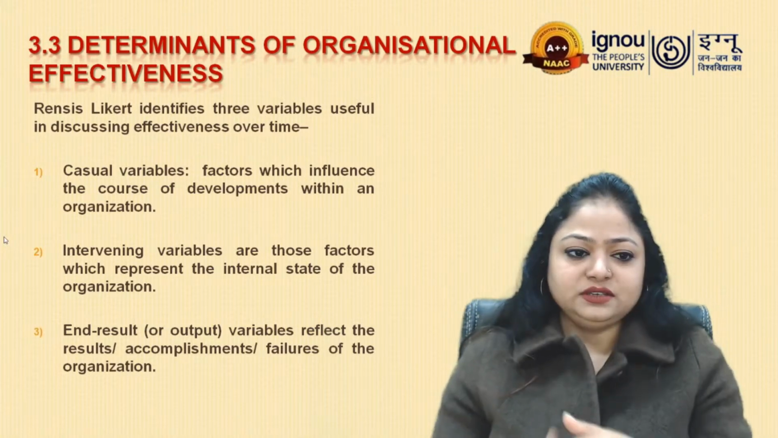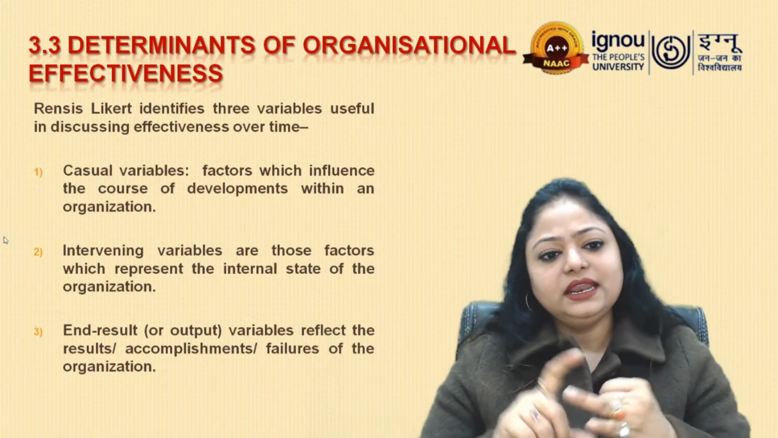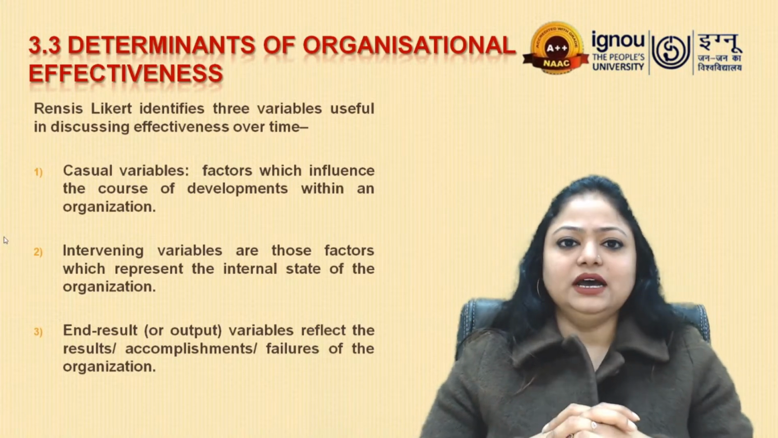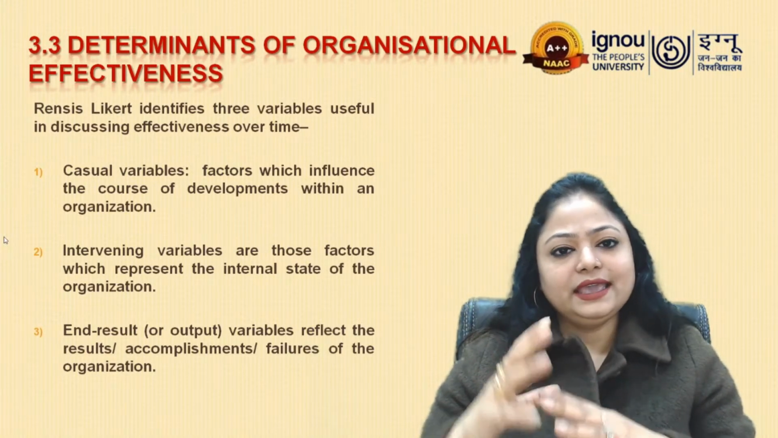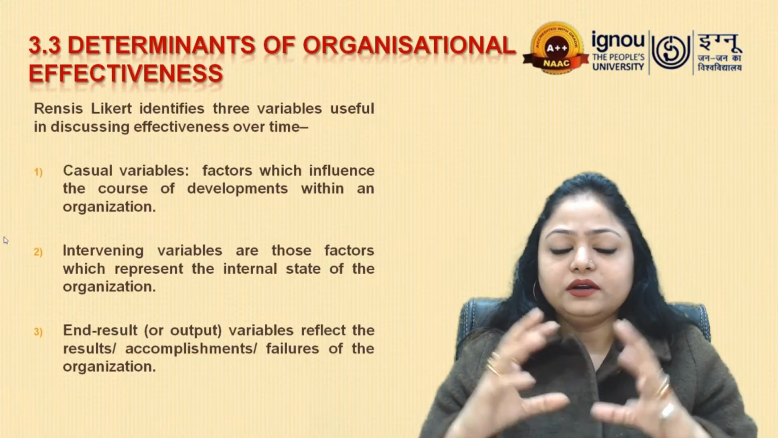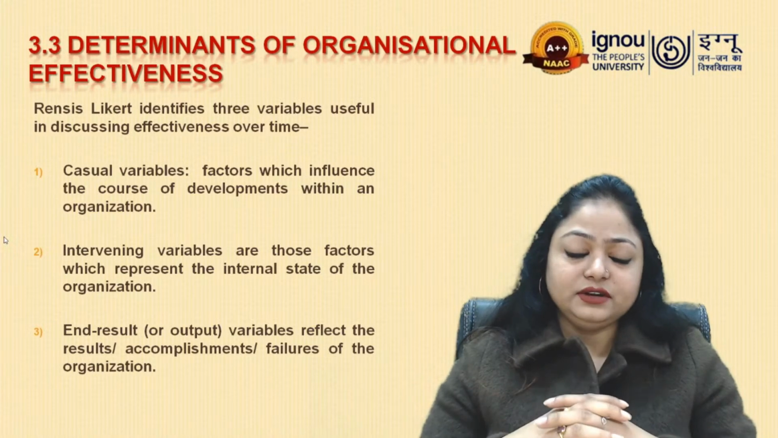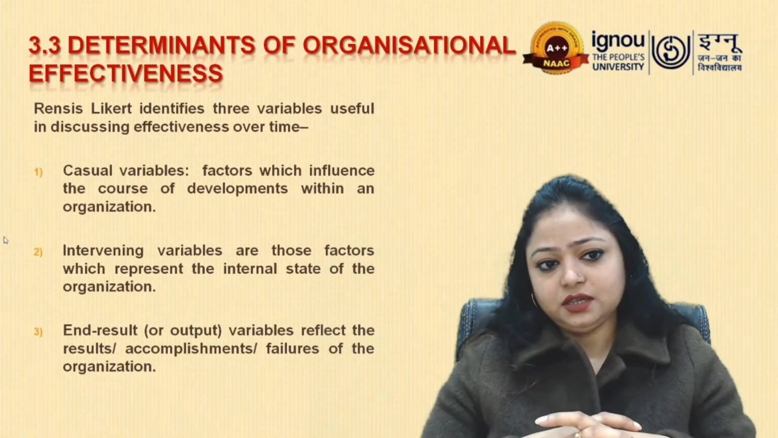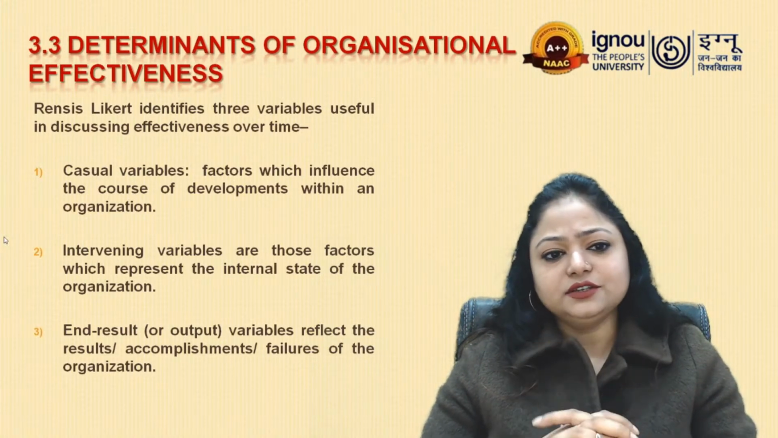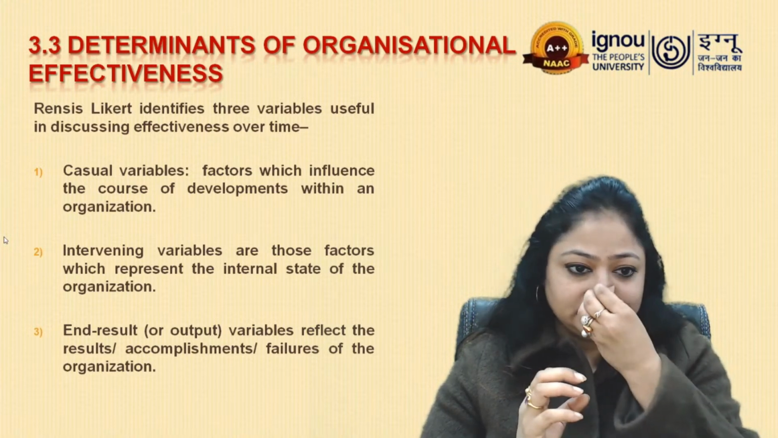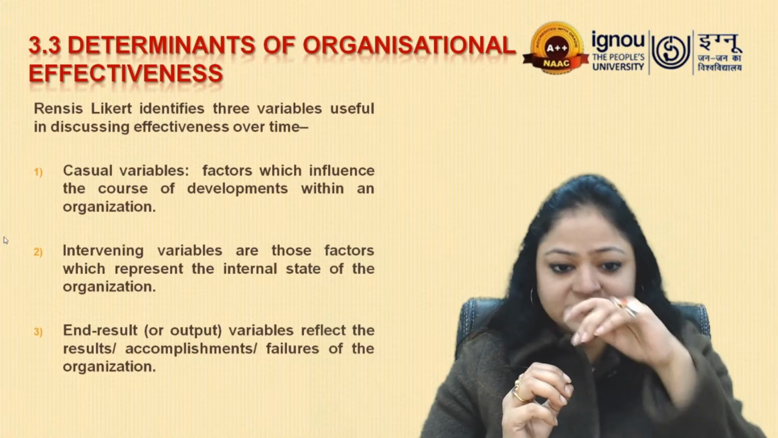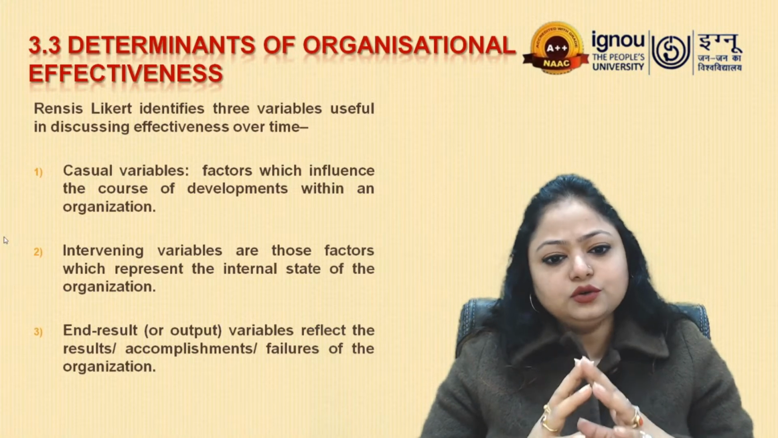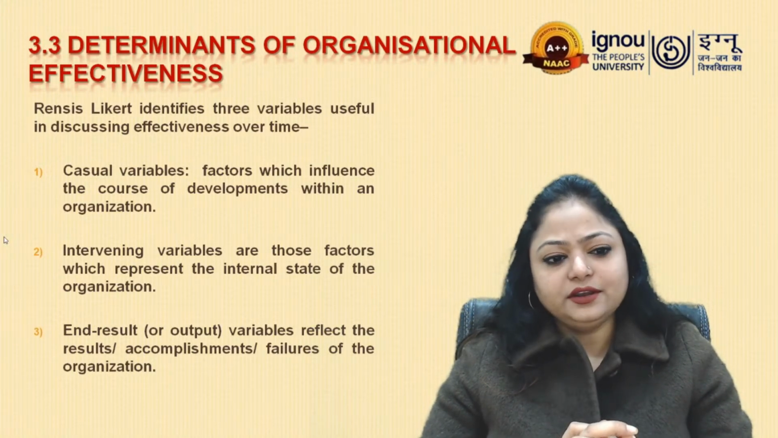So, causal variables first, then intervening variables, and then end result variables or output variables. So these three variables are the most determining factors for any organization to succeed in the market and to be called an effective one. Causal variables are factors which influence the course of development within an organization. Intervening variables are those factors which represent the internal state of the organization. Then end results are the variables that reflect the results, accomplishment, or failure of the organization.